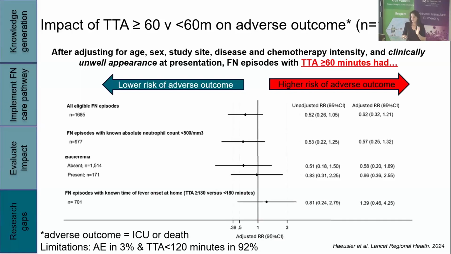But interestingly, after adjusting for age, sex, study site, disease and chemo intensity, and a quite robust definition of being clinically unwell at presentation, we found that for febrile neutropenia episodes with time to antibiotic greater than 60 minutes, we really didn't show any difference in outcome. However, a limiting factor in the interpretation of this is that our overall adverse event rate was low, only 3%, and everyone around the country is actually very good at getting the antibiotics in. So 92% of the patients had their antibiotics in within 2 hours.